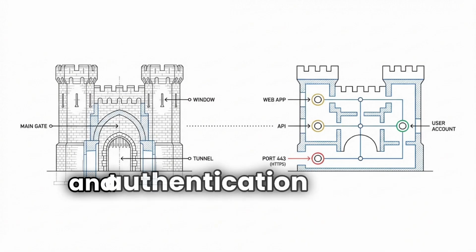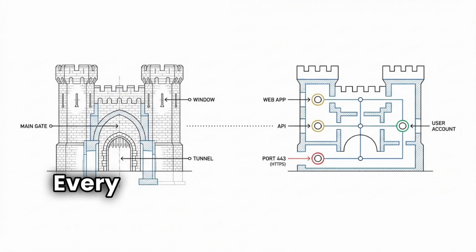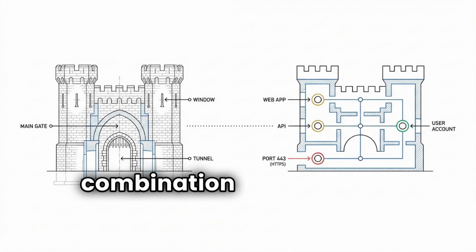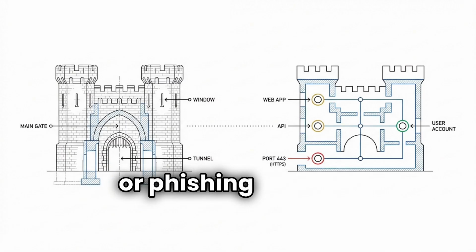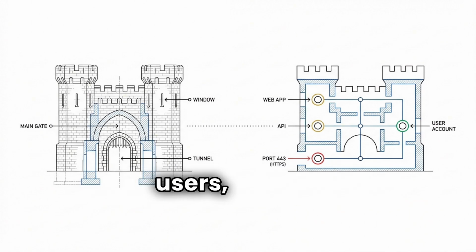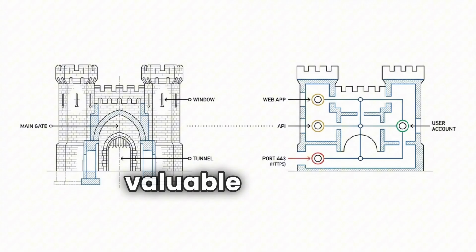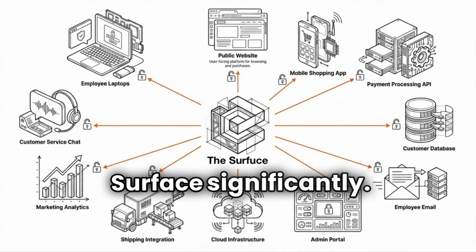User accounts and authentication systems are critical attack surface components. Every username and password combination is a potential target for credential stuffing, brute force, or phishing attacks. Privileged accounts, administrators, root users, service accounts are especially valuable targets. Devices expand your attack surface significantly.